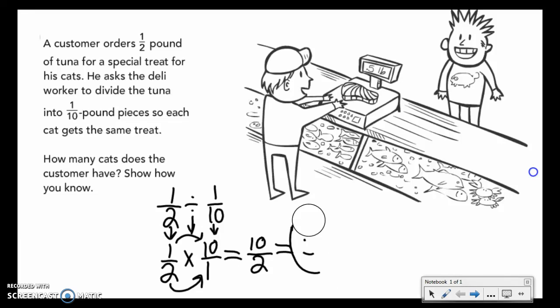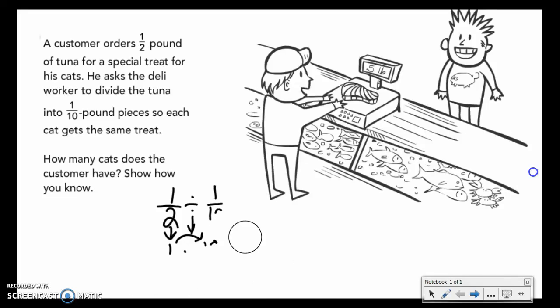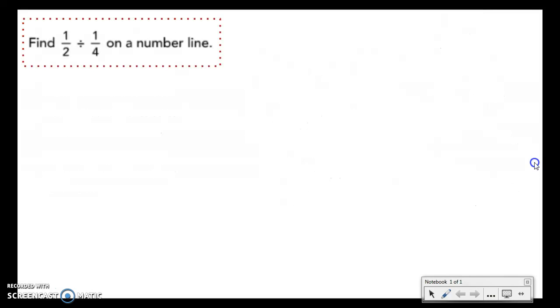Let's go ahead and erase this and move on. Alright, here's the next problem. Find 1/2 divided by 1/4 on a number line. So I want you to copy this one down as well. Go ahead and copy down the directions. And you're going to have 4 different steps you're going to copy down as well.